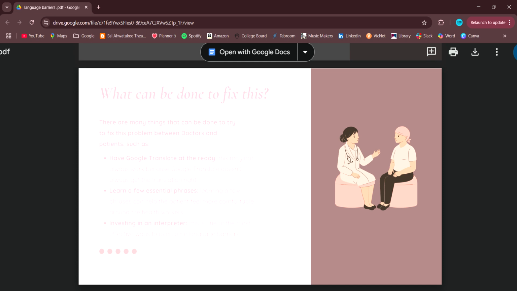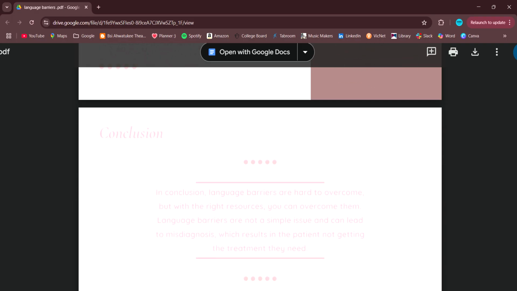Now also, learning a few essential phrases can be very helpful in making the patient feel more comfortable around the health workers and health professionals. And lastly, which is the most effective way, is to invest in a professional interpreter. And this is going to be very crucial to overcoming these language barriers because they know the cultural nuances and the different dialects. So this can be very helpful to avoiding any misdiagnosis or mistreatments.